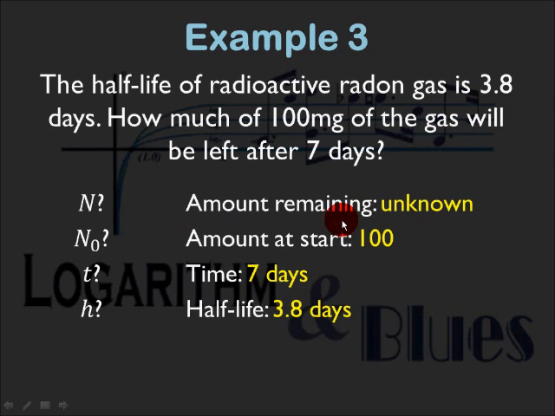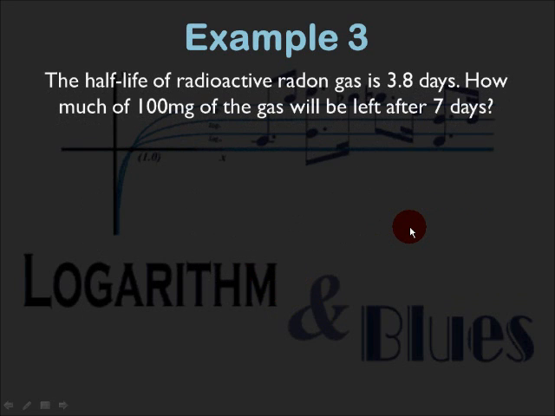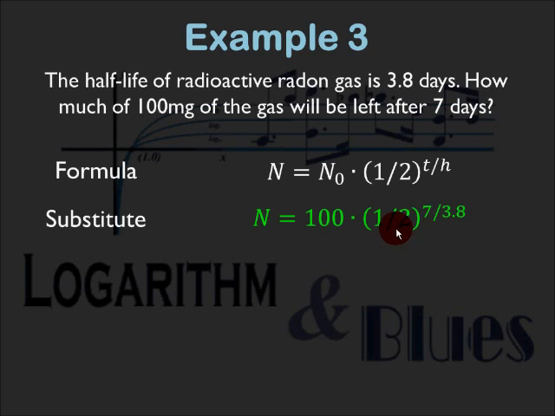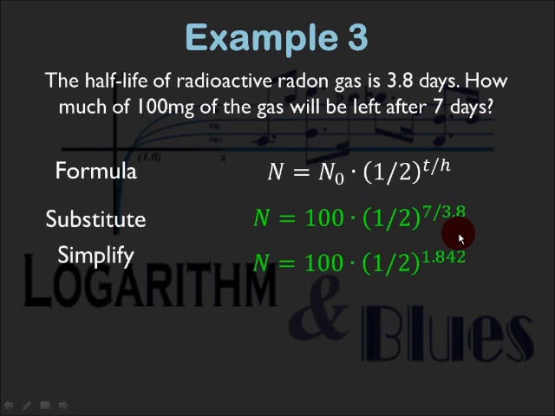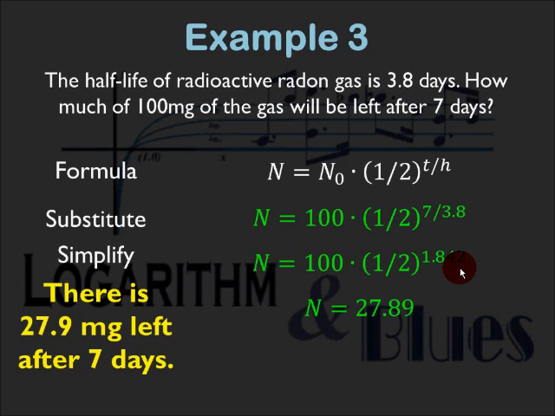So again, you were given all but one of the variables. You solve for n. And this one's a little easier because n is the thing on the left. So let's plug those in. N equals 100 times 1/2 to the 7 divided by 3.8 power. All we did was substitute. So all you have to do now is punch it in your calculator. 7 divided by 3.8 is this amount. 1/2 to that power is something you do in your calculator, multiplied by 100, and your n is 27.89, which means there will be 27.9 milligrams left after 7 days.